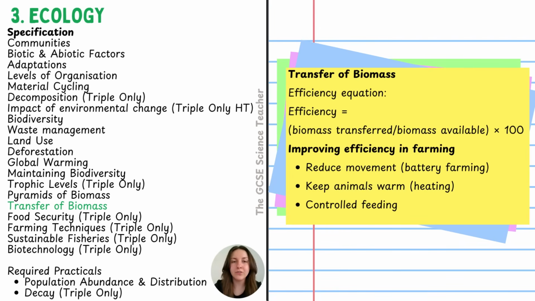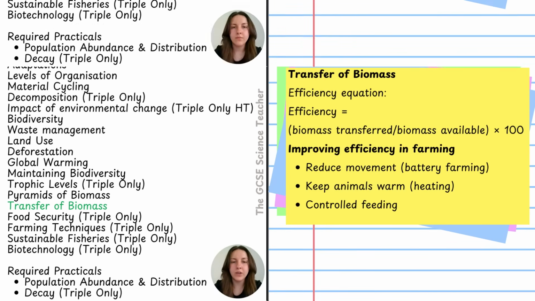Efficiency is equal to biomass transferred divided by biomass available times 100, and we can actually improve efficiency in farming by reducing the movement of organisms, so battery farming, keeping animals warm by using heating, and controlling the type of food that's being eaten by the organisms.